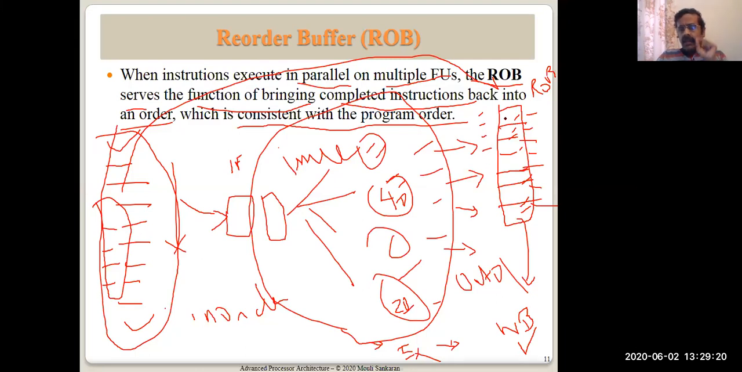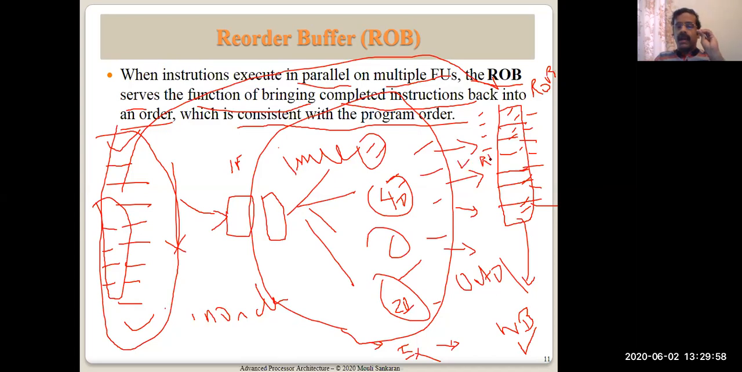And then I also keep track of which are the operands and which register is the destination. Actually, operands are not needed. I'm sorry. Operands are taken care of by the other units, reservation stations and other things. In the ROB, I don't have to worry about operands. The only thing I should worry about is where the computed result is supposed to go, which register it is supposed to go to.